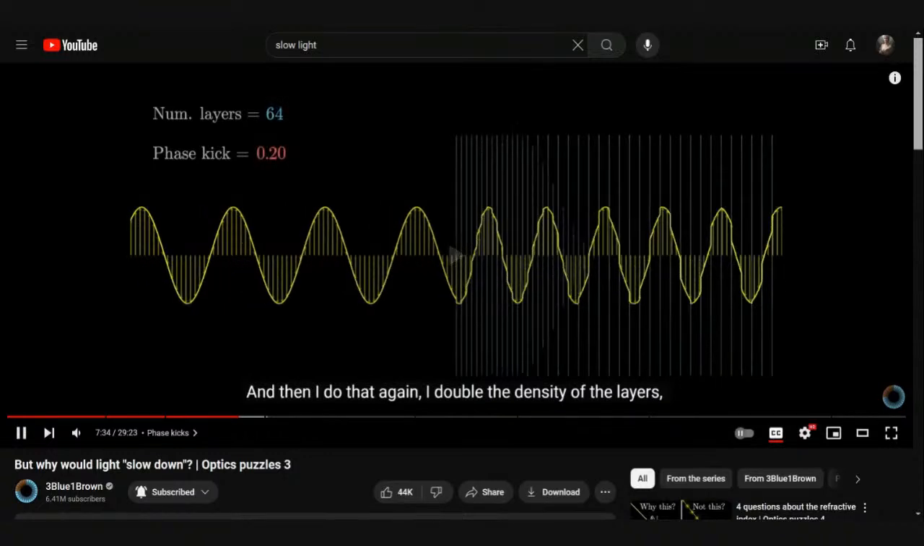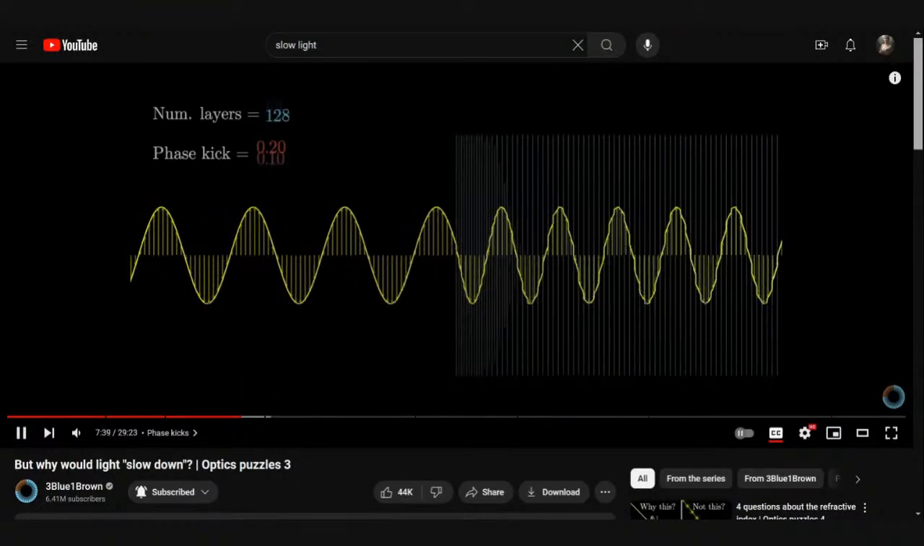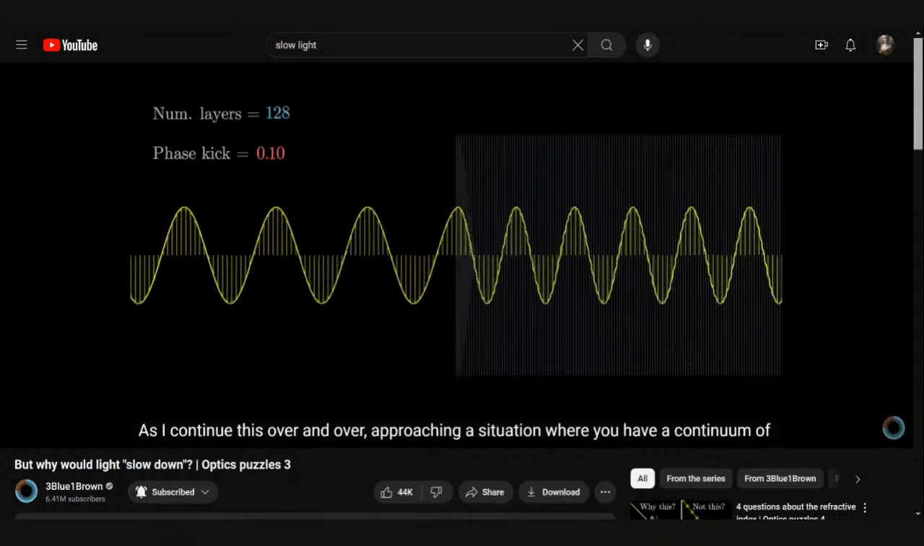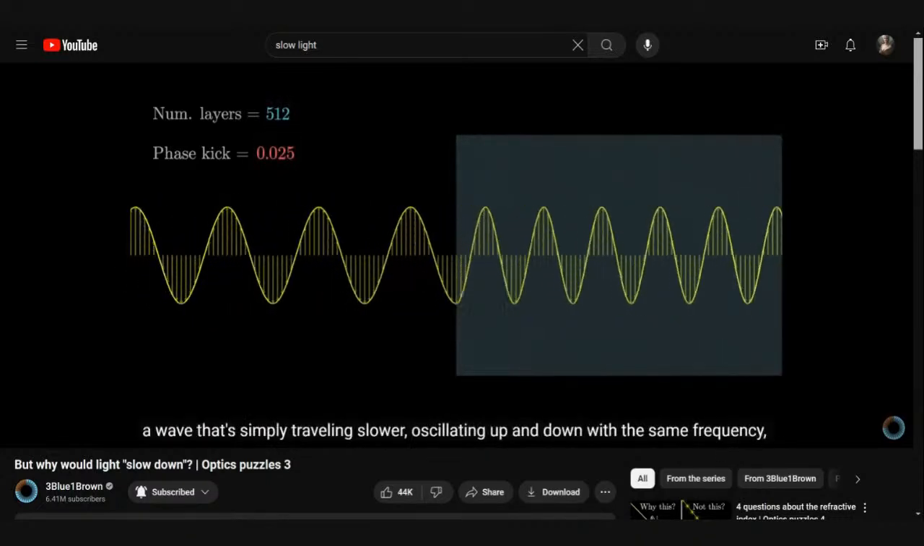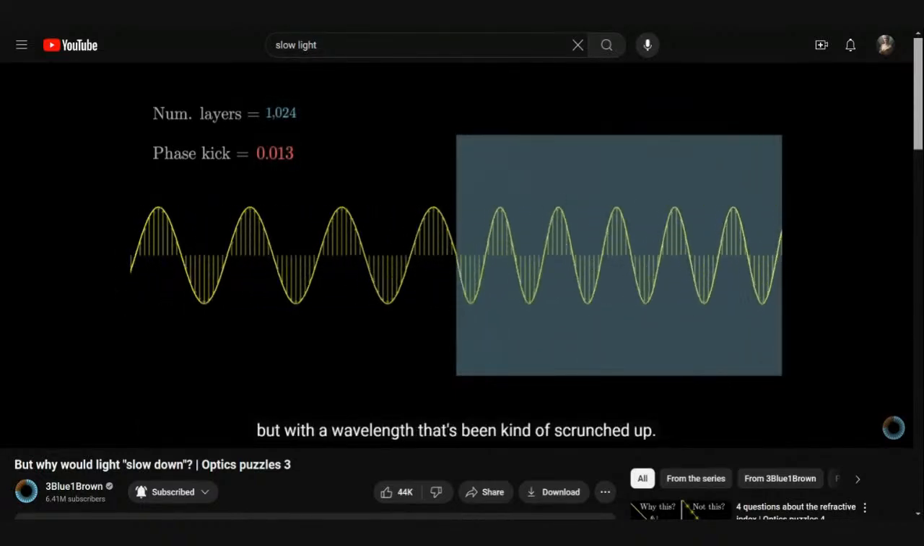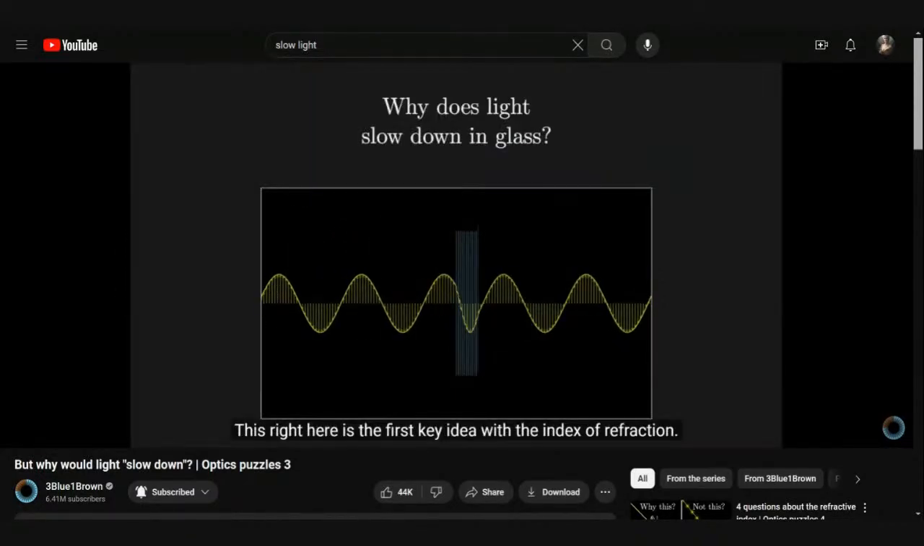Again, I double the density of the layers, but have each one only apply half the phase kick. As I continue this over and over, approaching a situation where you have a continuum of glass, each layer applying just a tiny infinitesimal phase kick, what you end up with is identical to, indistinguishable from, a wave that's simply traveling slower, oscillating up and down with the same frequency, but with a wavelength that's been kind of scrunched up. This right here is the first key idea with the index of refraction.